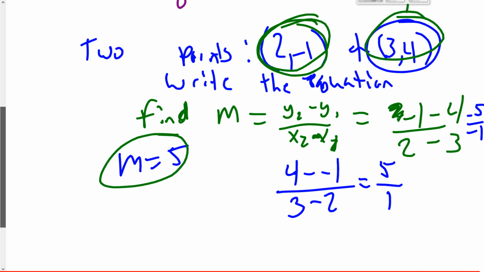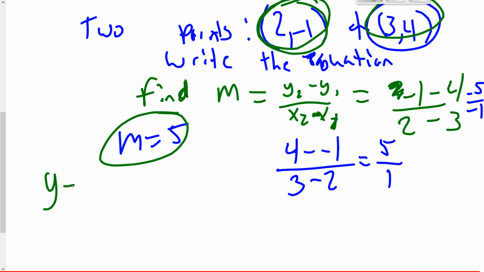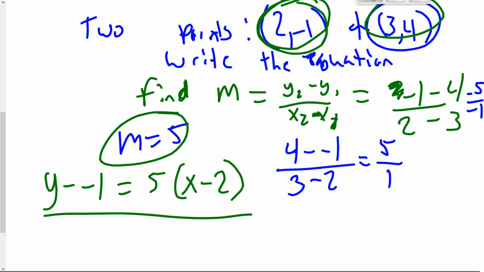So y minus y1, y1 I'll let be negative 1, equals my slope 5. Now when I do my x, I have to choose that same point. x minus my x value, x1, which is 2. Then I simplify, so y plus 1 equals 5 times x minus 2. So that's in point slope form.